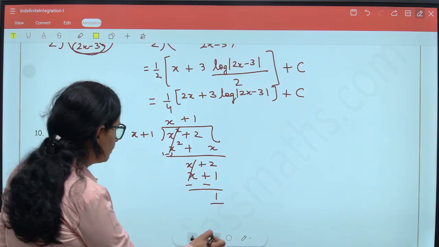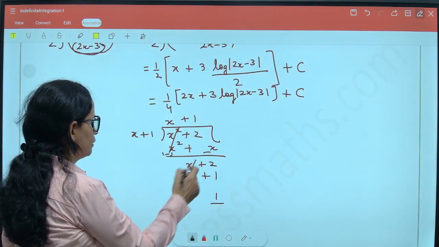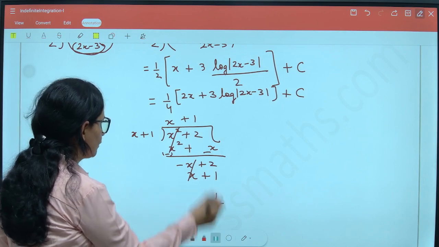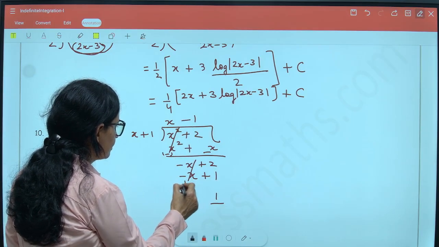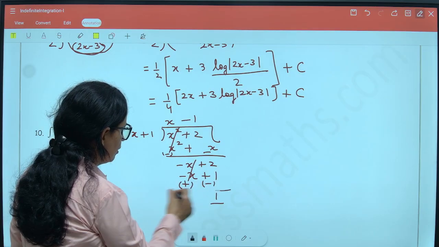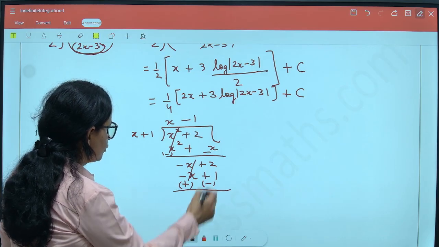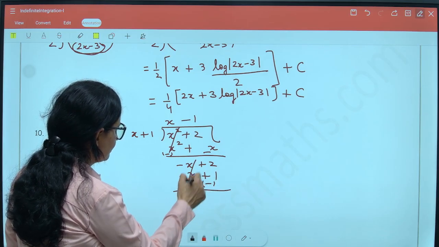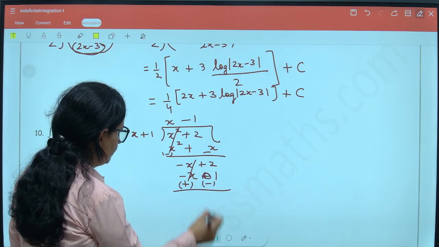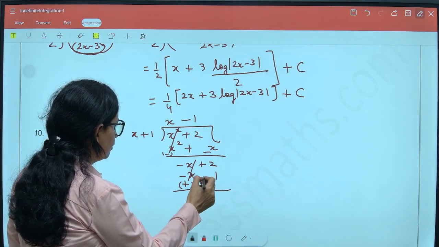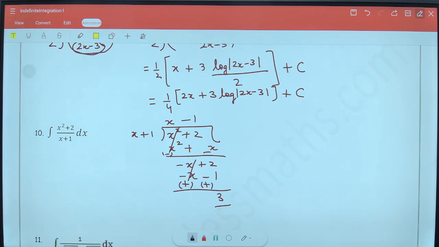Okay, I made a mistake here. You need to change the sign of these terms when they are being subtracted. So it is minus x here, so it should actually be x minus 1 here. And when you do this, the sign again gets changed. And you get the final remainder as, this gets cancelled and the remainder is plus 3, not 1. So the remainder is 3, right?